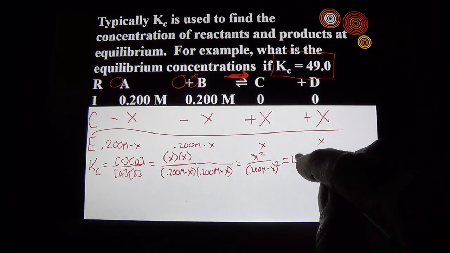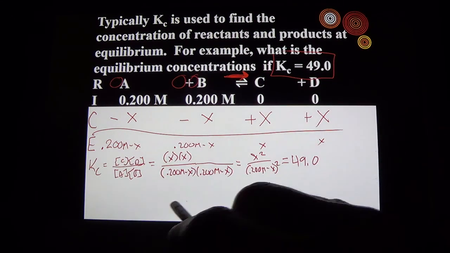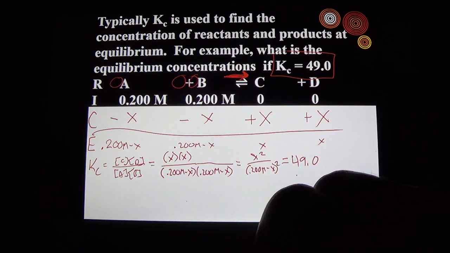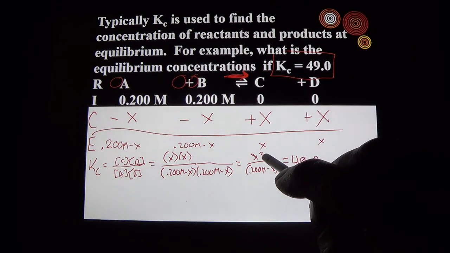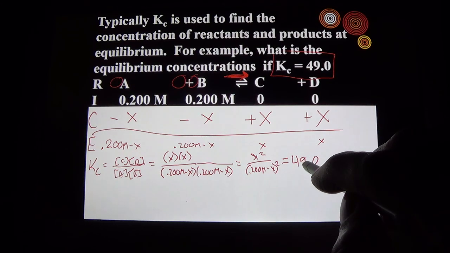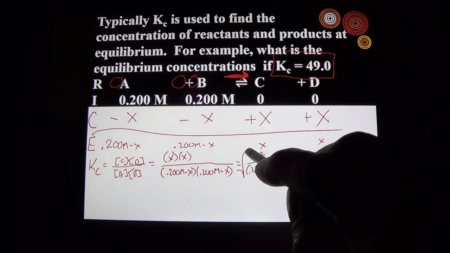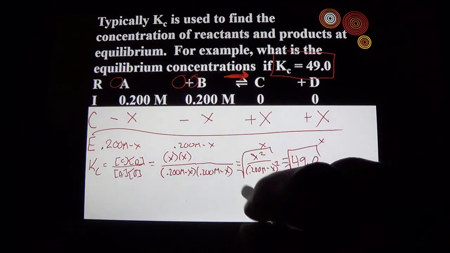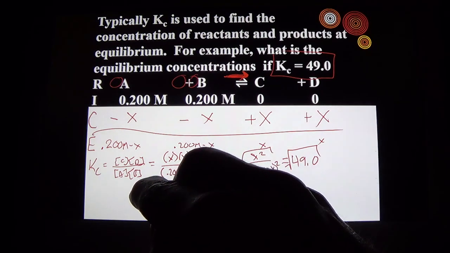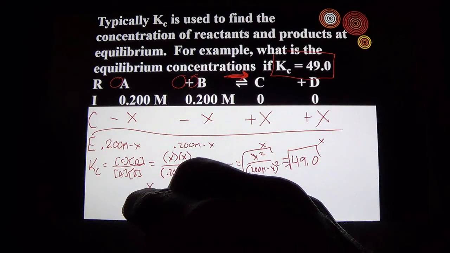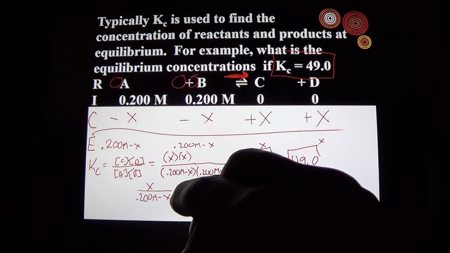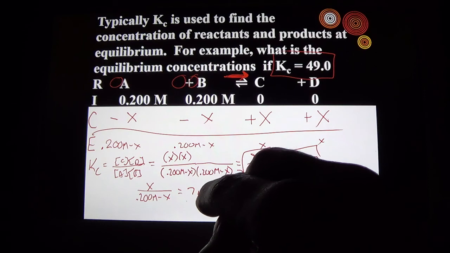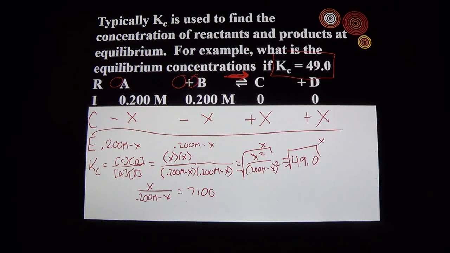Kc is equal to 49. And if it bothers you that I've put so many equal signs on the same line, then just skip spaces and rewrite it each time, no big deal. I have a square, and a square. So let's square root both sides. So now I'm going to come over here, x over 0.200 molarity minus x is equal to 7.0. Probably should add another digit, 7.00.